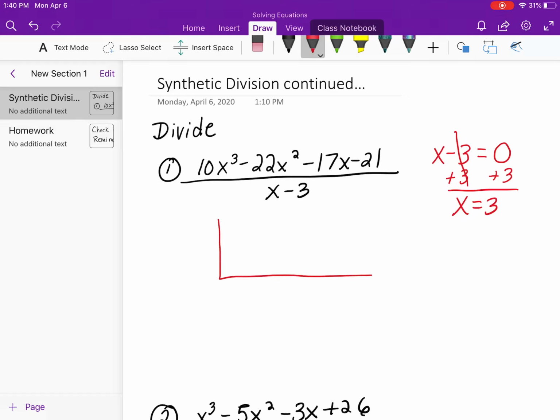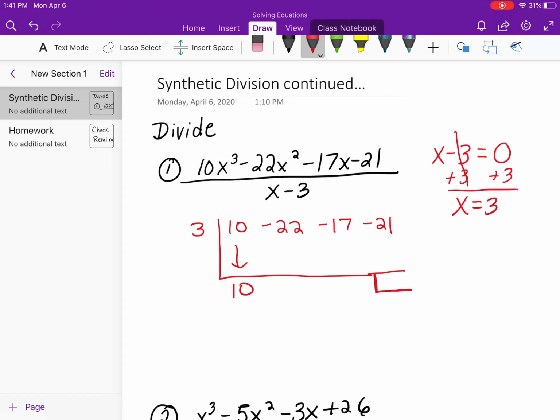When you set up your synthetic division problem, we will put the 3 on the outside, and then lined up across the top, that's where we'll put just the numbers, 10, negative 22, negative 17, and negative 21. And I like to put this little box down here below. Now we just start out by dropping down the 10, and then on the outside of the box, that's where you're going to multiply, and on the inside of the box, that's where you add.